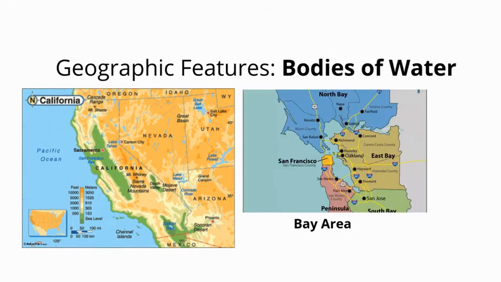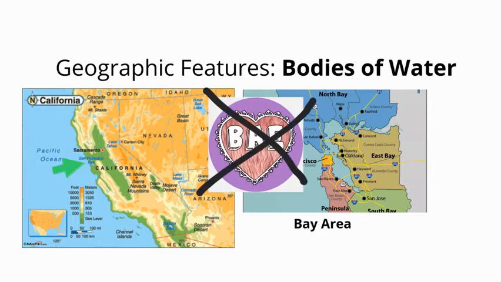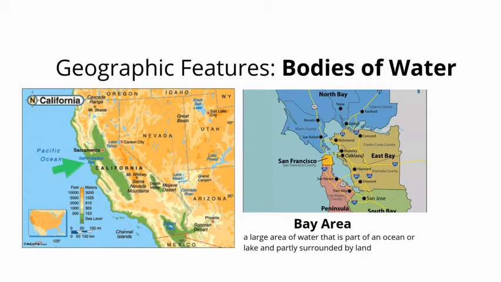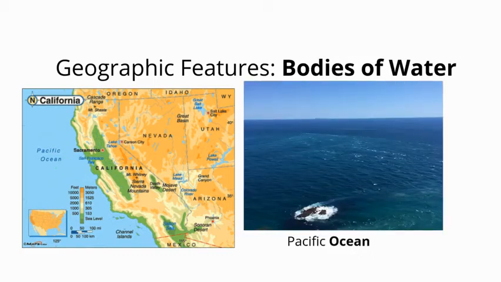You probably know that the area we live in is called the Bay Area, but did you know why? Hint, it has nothing to do with bays. Bay Area means that the area is an area of water that is surrounded almost completely by land. It's not 100% a lake, but it's almost there. Lastly, in case you were wondering what all that giant blue area is to the west of California, that's what we call the Pacific Ocean, a very large body of water.